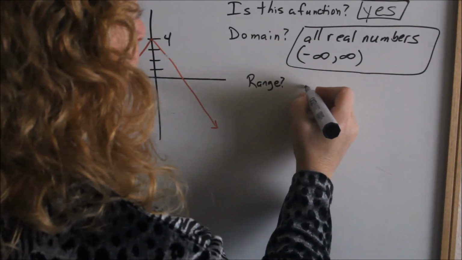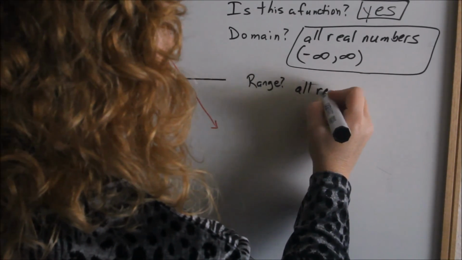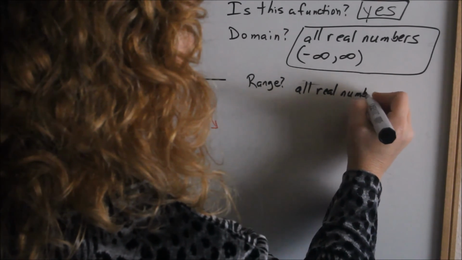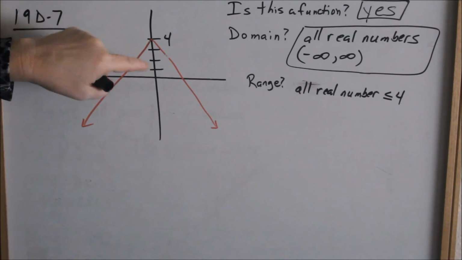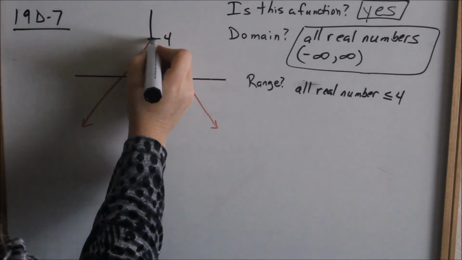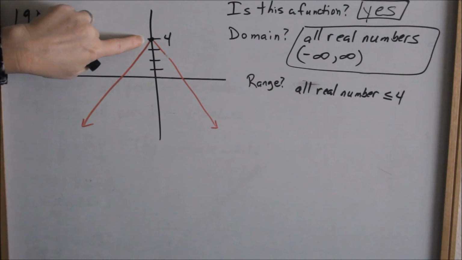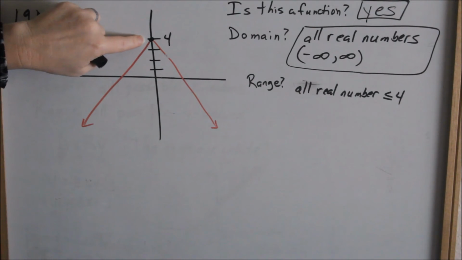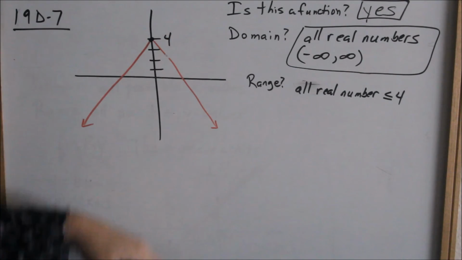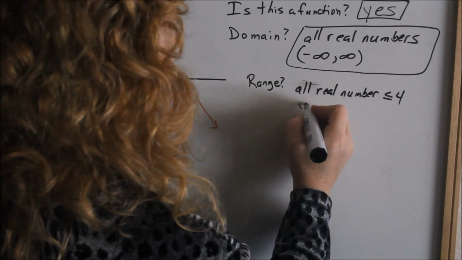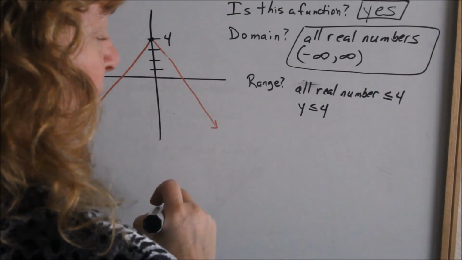You can write it as y, or you can write all real numbers less than or equal to 4, because since there is a point at 4, that's like having a closed circle right there, meaning we will include 4. So we can have the y coordinate of 4. So you can say all real numbers less than or equal to 4, because we want any number at or below 4. Or you can write it as y is less than or equal to 4. This means all y values that are less than or equal to 4.